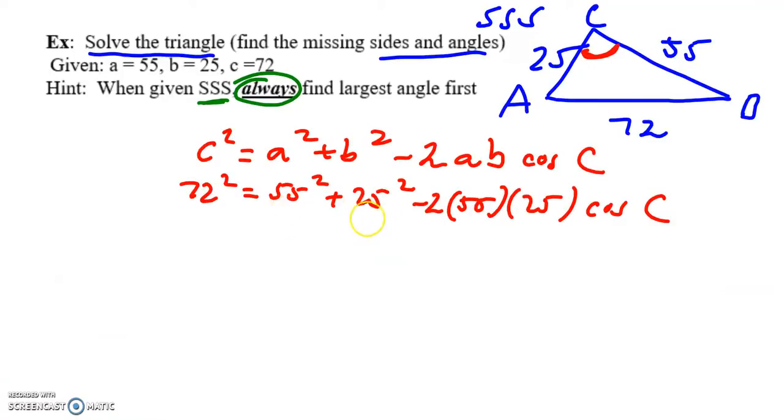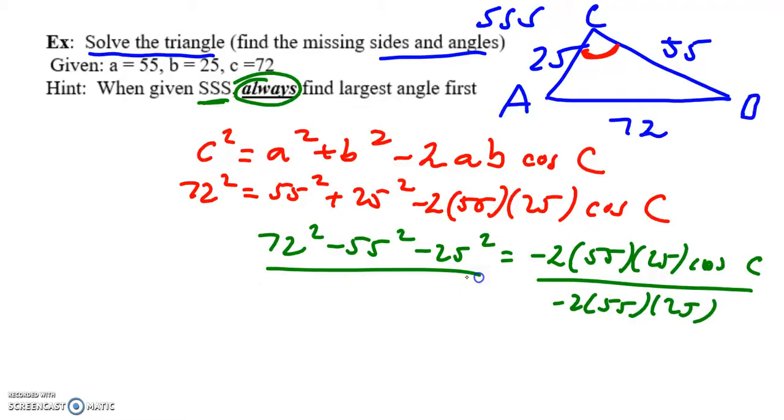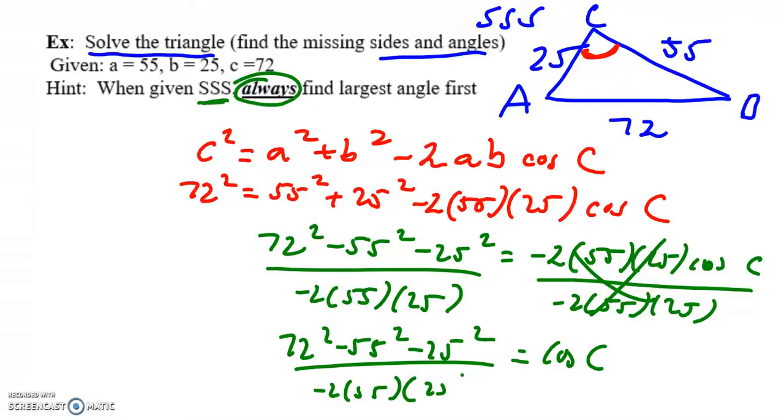I would subtract the 55 squared and the 25 squared to the other side. So I'd have 72 squared minus 55 squared minus 25 squared equals negative 2 times 55 times 25 cosine of C. And our goal is to do this completely in the calculator. So now I'm going to divide by the product. And this would cancel. So you'd have cosine of C equals 72 squared minus 55 squared minus 25 squared over negative 2 times 55 times 25.